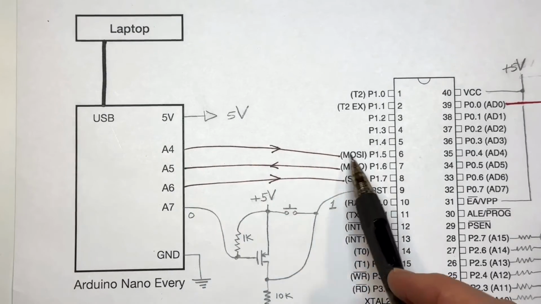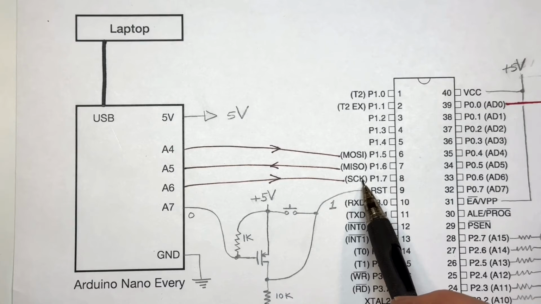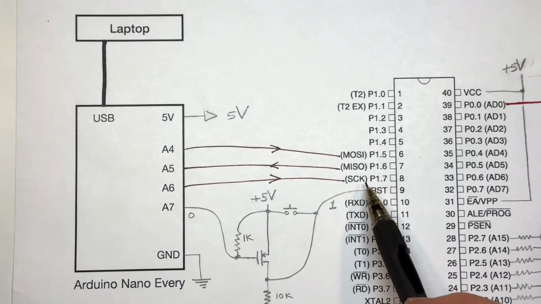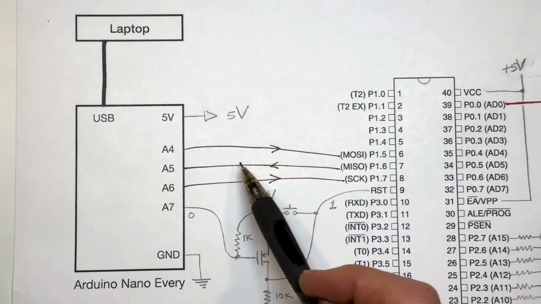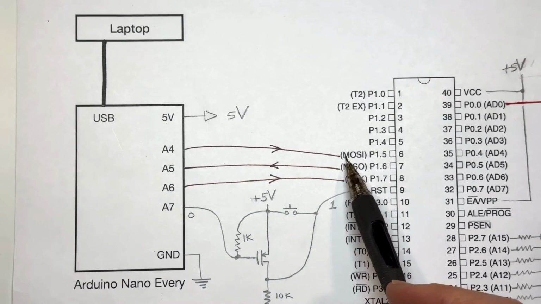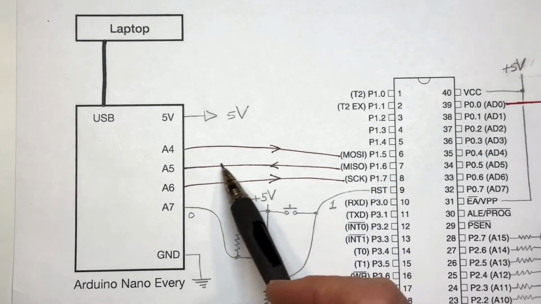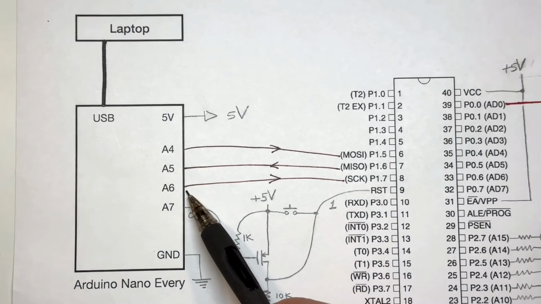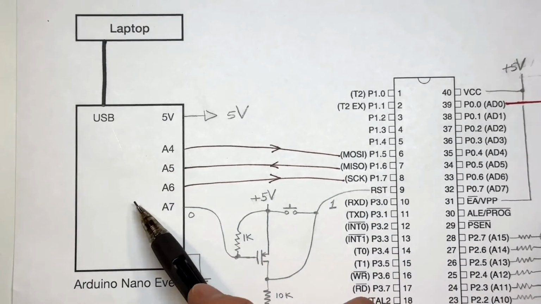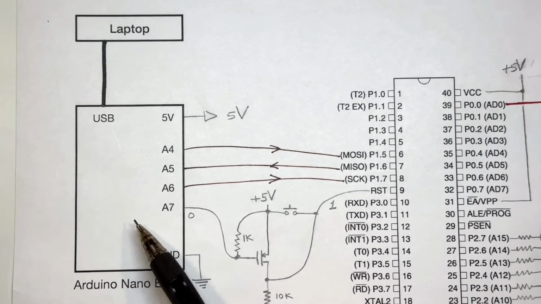And here are the 3 lines that connect the SPI interface, the MOSI, MISO, and the clock. The MOSI is master out, slave in, so that's for sending data this way. And MISO is master input, slave output, so the AT51 can send data back. And then we've got the clock signal that will be driven by the master, that is by the Arduino.